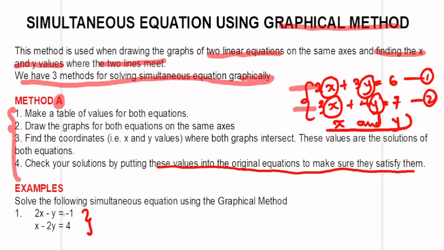Number 1 says solve the following simultaneous equations using the graphical method. This video is mainly for the graphical method, just like I said earlier. So we're going to solve this question: 2x minus y equals minus 1, and for equation 2, x minus 2y equals 4. Solving this question, we have to apply the rules in method A. It says make a table of values for both equations, that means for equation 1 and equation 2.